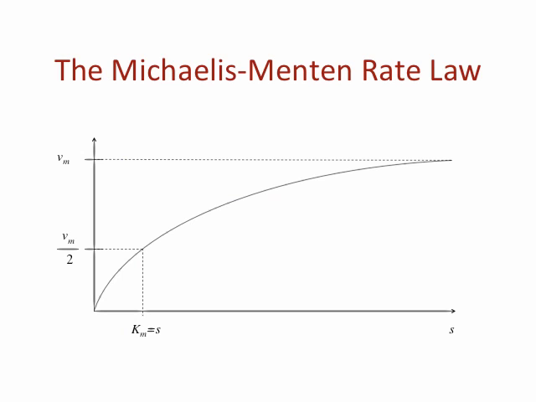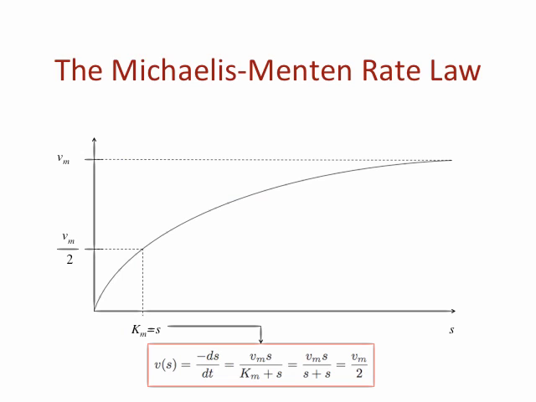The half height of that function, this is called the hyperbolic function, is found at a substrate concentration equal to Km, and if you substitute Km equal to S into the Michaelis-Menten equation, you get that the reaction rate is half of V max. There are two limiting behaviors of this rate law. One is at very, very large substrate concentrations relative to Km. You can readily see that the rate law goes essentially to a constant, in that case, V max.